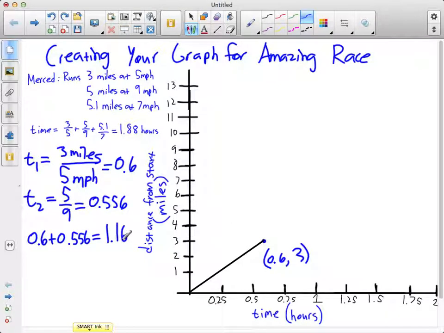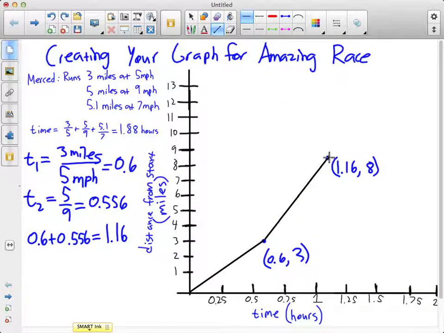All right. So my second point is going to be, he went 5 more miles, so I'm going to go all the way out to 8. So he's now at 1.16 hours, so 1.16 would be about here. And then I'm going to go up to 8 miles because that's the total amount of distance he's covered at this point. So this is 1.16, comma 8. And now I know where he started and where he ended. You can see based on the slope, he's obviously going faster in that second part than he was in the first part.